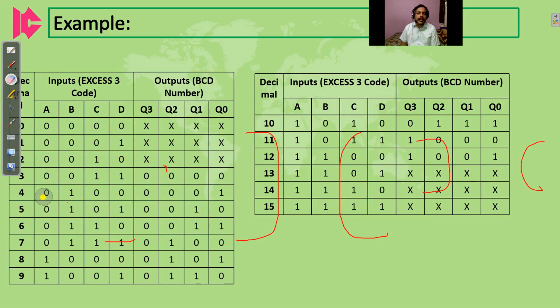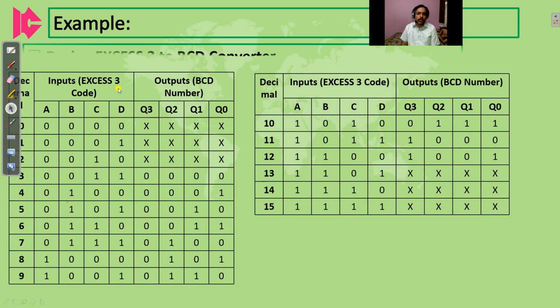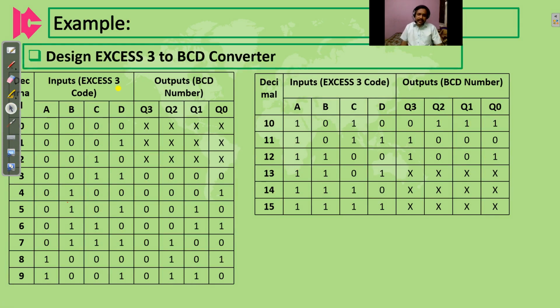Let's have a next example. We'll solve the next example. So let me rub all this. Okay, let's solve the next example. In this example we are going to design an XS3 to BCD converter.